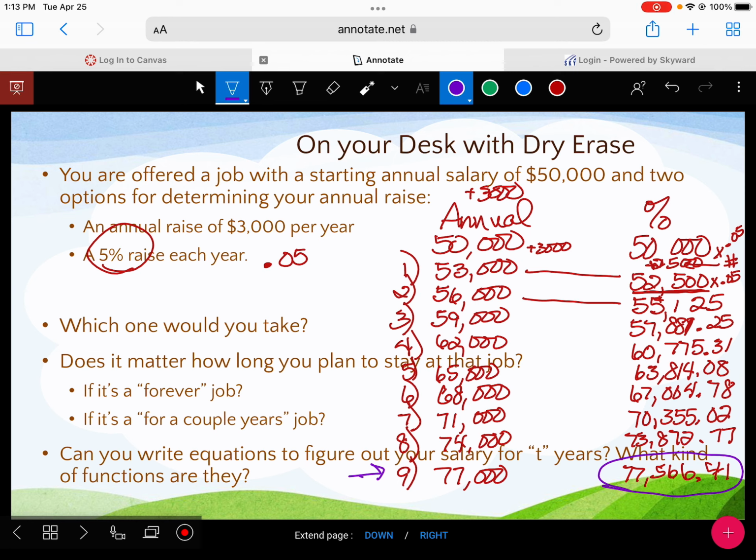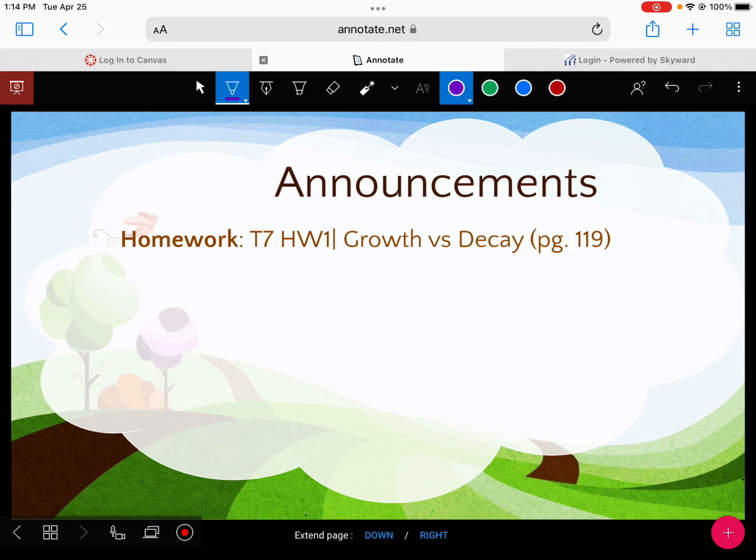All right. Can we write equations to figure out our salary for T number of years? The answer is yes, we can. Okay, so we'll do it here. Yes, we can. And it is going to look like this. So you might want to write this down. We're also looking at page 119. So if you haven't already, open up to page 119, and you might want to write this down on that page.